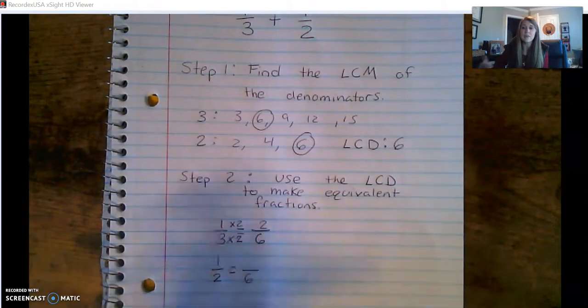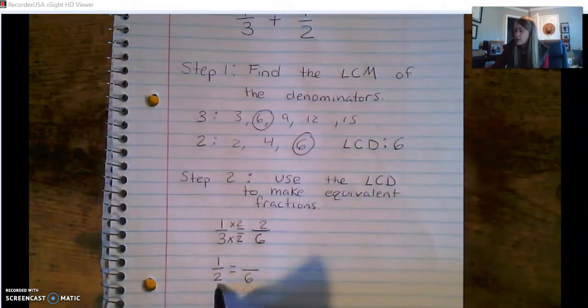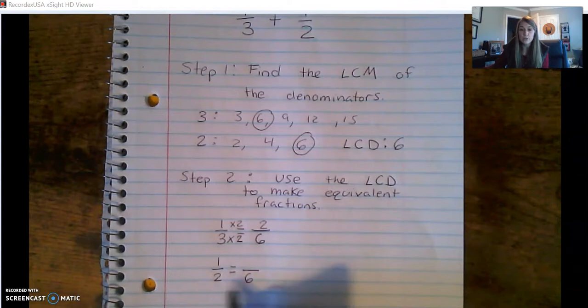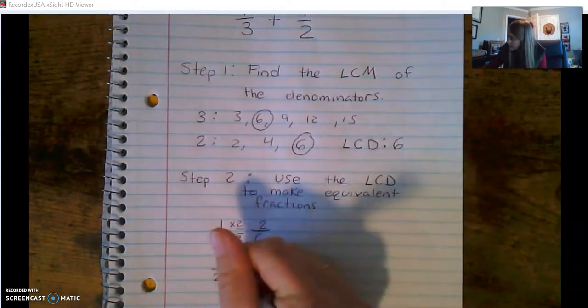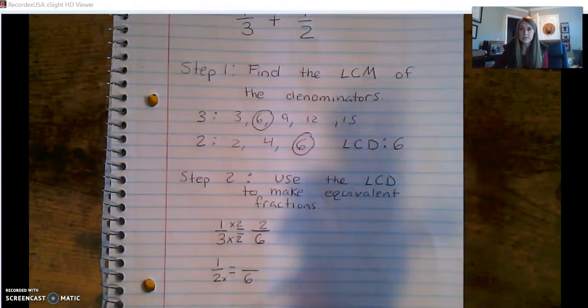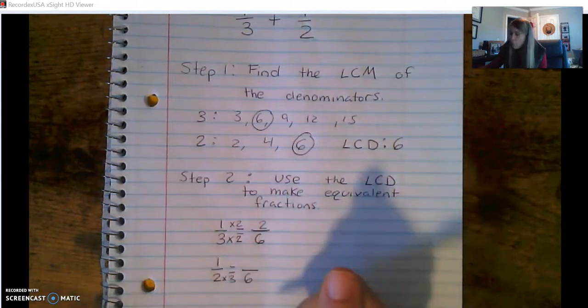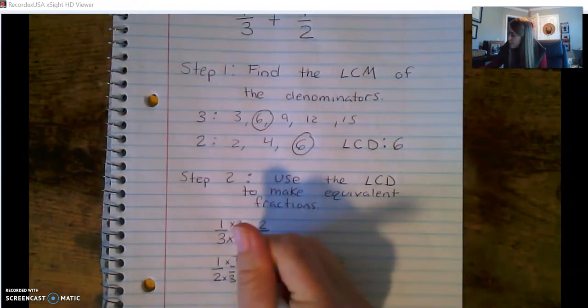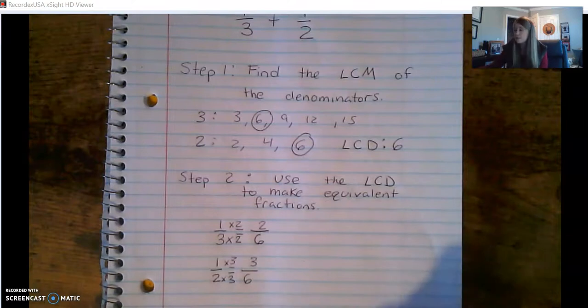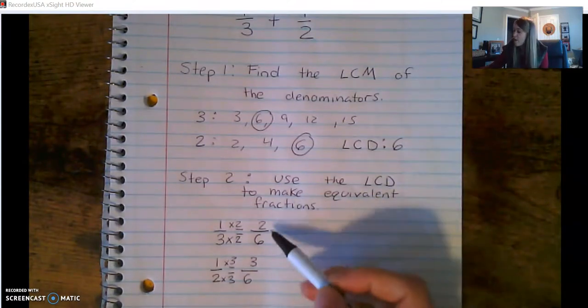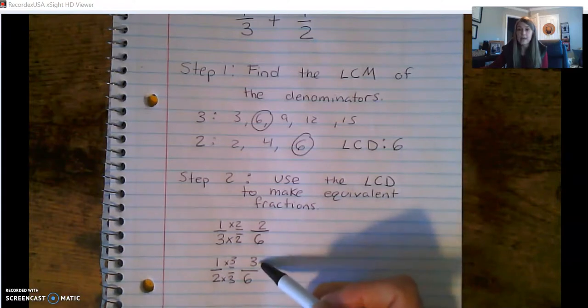Let's do the same thing with the bottom fraction. I need to go from 2 to 6. To go from 2 to 6, I need to multiply. 2, 4, 6, multiply by 3. What you do to the bottom, you do to the top. 1 times 3 is 3. We've made another equivalent fraction. So now I have 2/6 and 3/6.